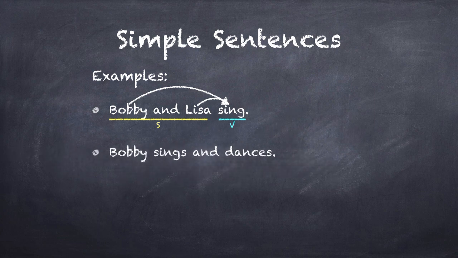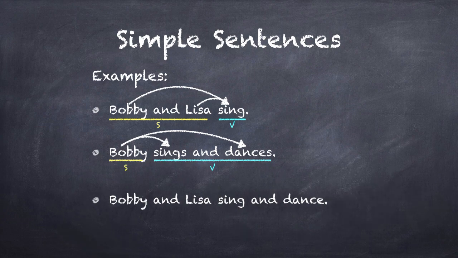In our next example, we have a similar situation, but we have just one noun in the subject, and we have two verbs functioning as a single verb. Why is this just one verb grammatically? Because Bobby sings and Bobby dances. Both sing and dance are connected to Bobby.